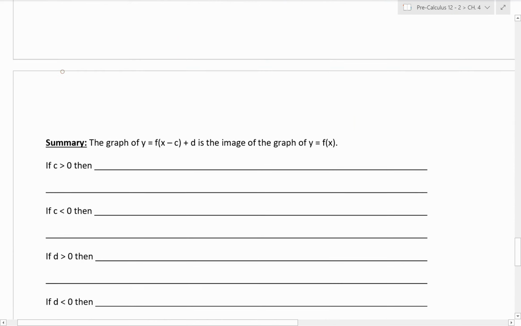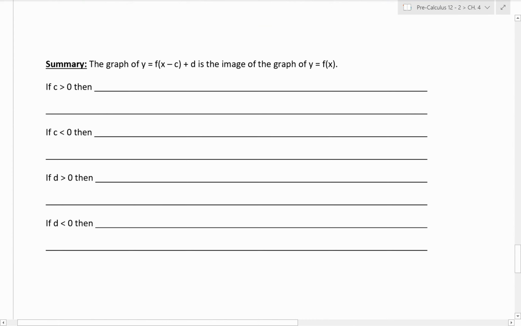So let's do a quick summary here. Okay, so this is what we're looking at here. We are comparing this with the original function y equals f of x. Okay, we have y equals f of x minus c plus d. Okay, so if c is greater than 0, be careful. When c is greater than 0, it actually looks like f of x minus 1, right?